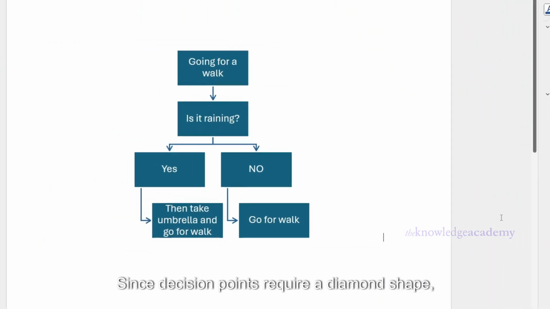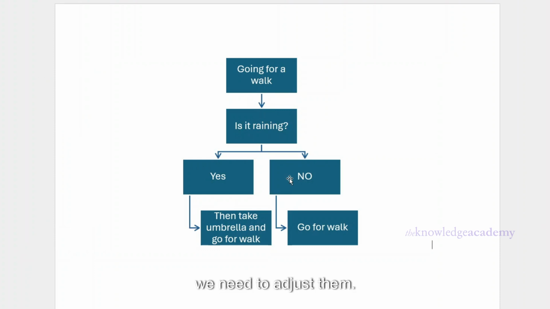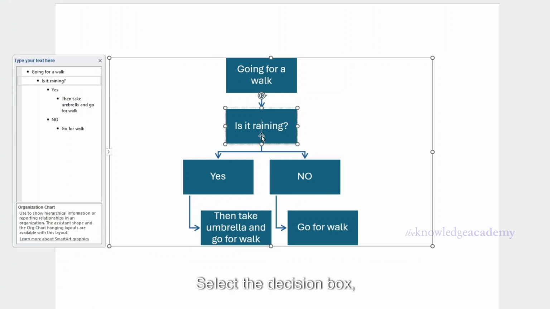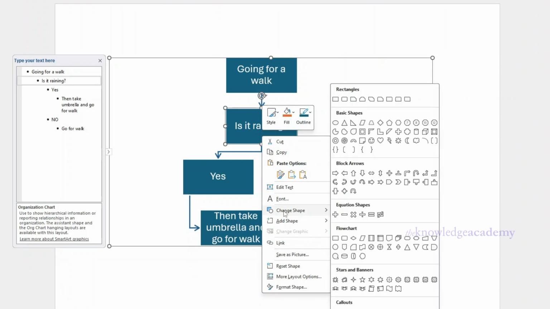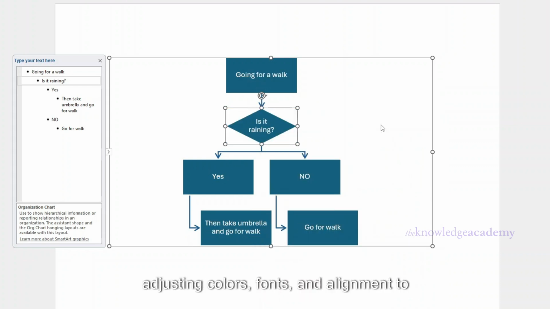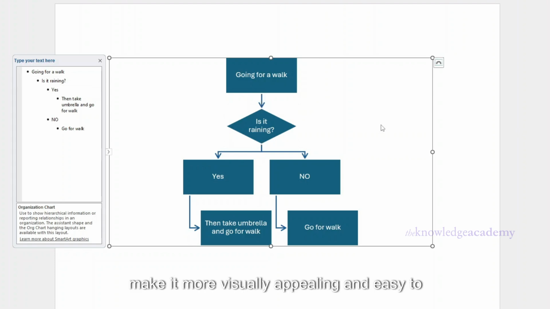Since decision points require a diamond shape, we need to adjust them. Select the decision box. Right-click, choose Change Shape, and select the diamond shape. Now you can customize the flowchart by adjusting colors, fonts, and alignment to make it more visually appealing and easy to understand.